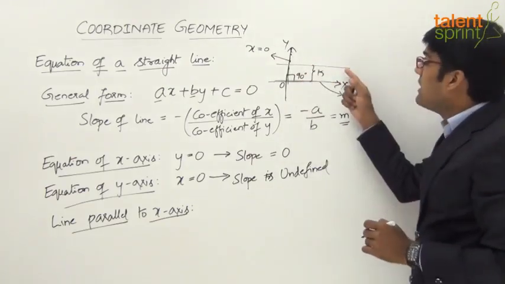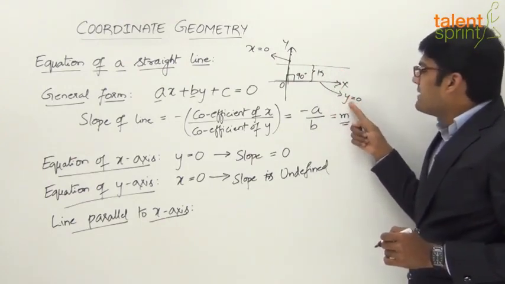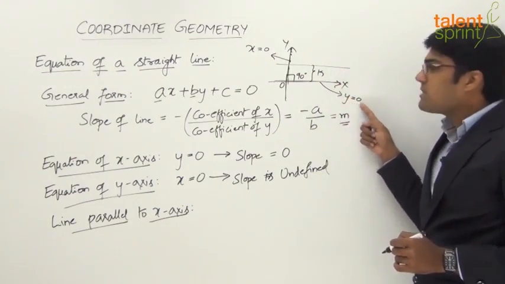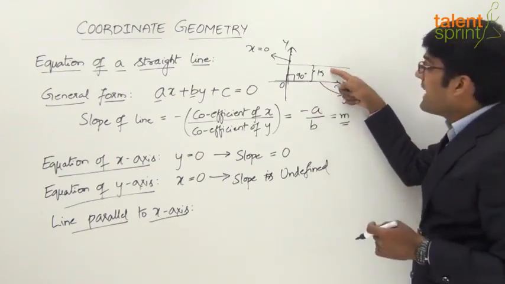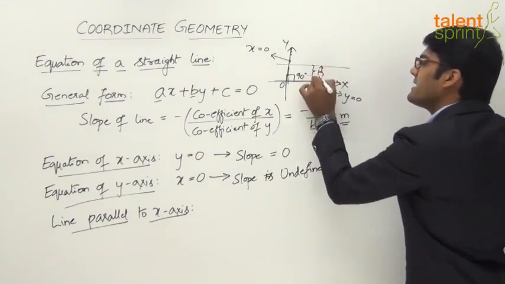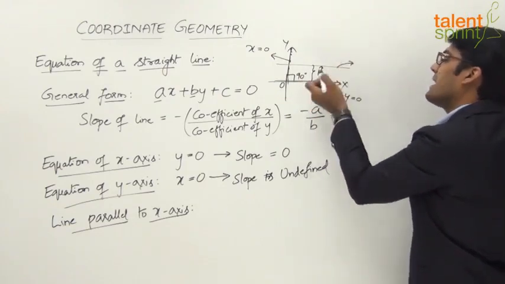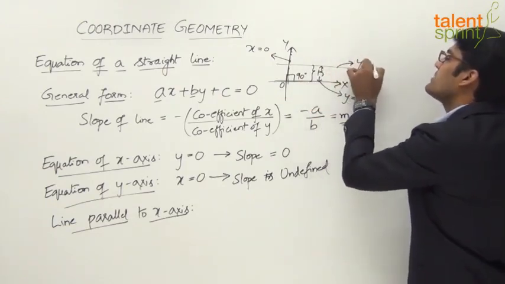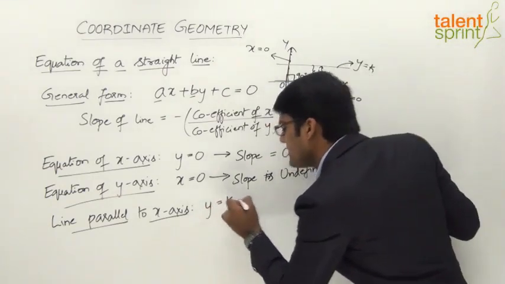Now how do you get the equation of this line? For the x-axis the equation is y equal to 0 because the y coordinate is 0. The vertical distance is 0. But for this line, what is the vertical distance? It is k units. K is the distance of the line from the x-axis. So we can say the equation of a line parallel to the x-axis will be y equals k. Yes or no? So this can be taken as y equal to k.